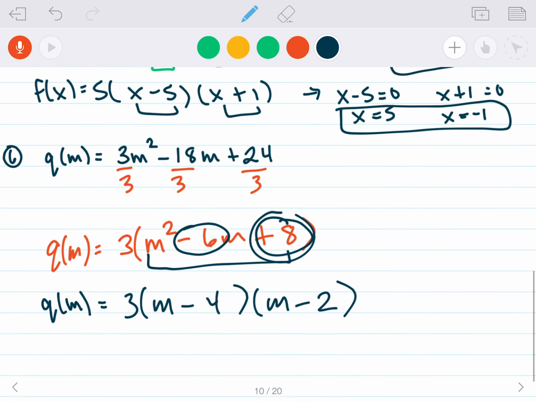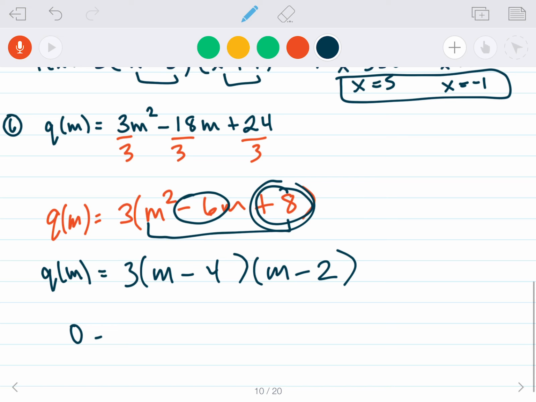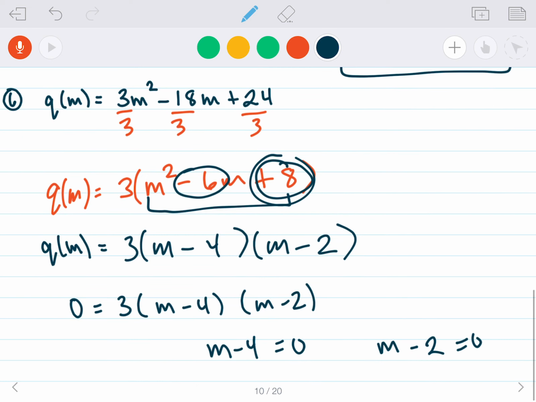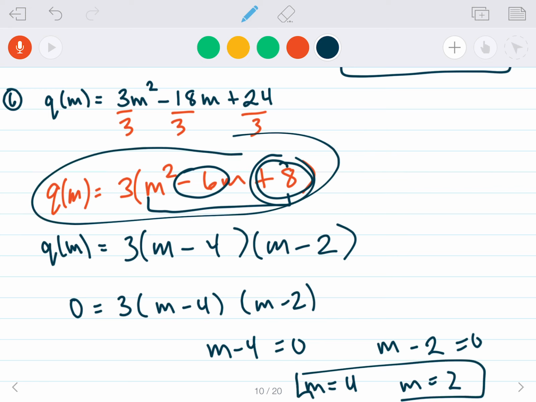All right, so now instead of the q of m, that's our output, we're just going to put 0. 0 equals 3 times m minus 4 times m minus 2. Set the m minus 4 equal to 0 as well as the m minus 2. And we get that our zeros are 4 and 2. So that is where this thing is going to cross the x-axis. And you should check Desmos again, just to verify.